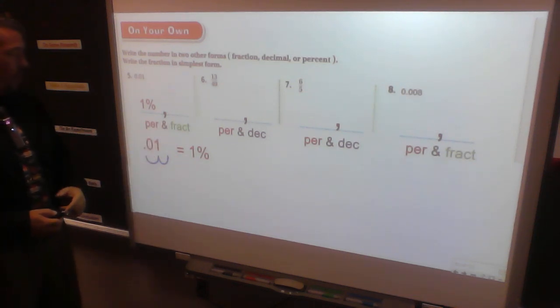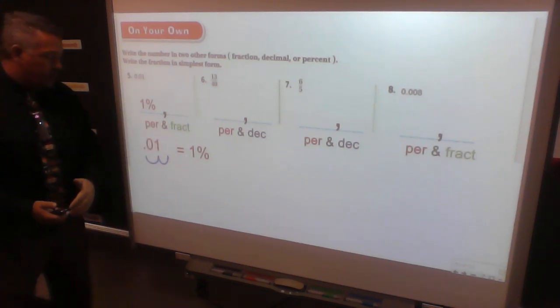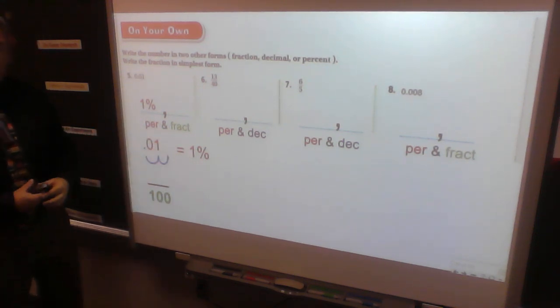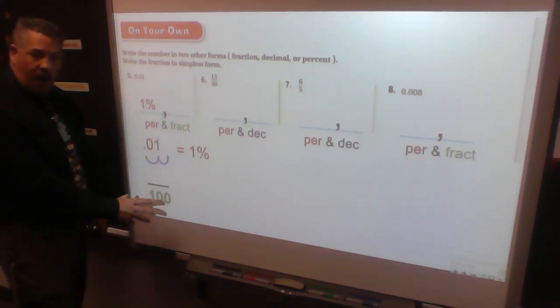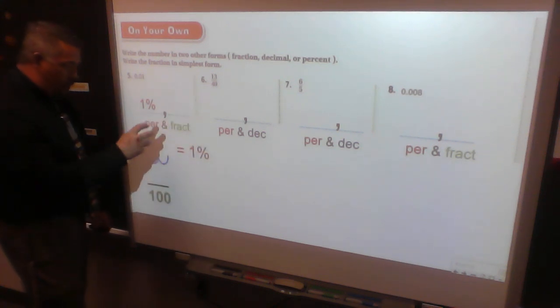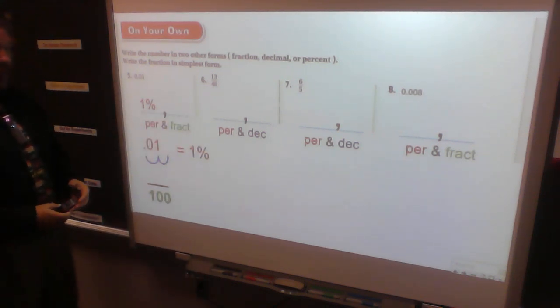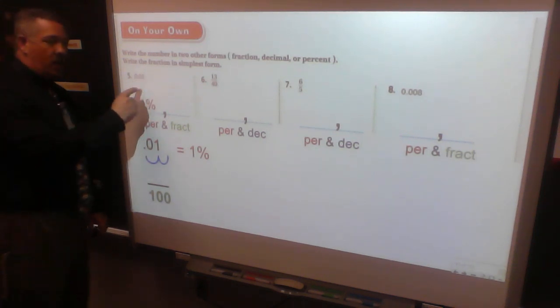Now I have to do it as a fraction. So as a fraction then, I can look at this and say, well, either go from my percent, and I know that my denominator has to be 100, and I put my percent number on top. Or I can look at how I say this. How do I say that number?